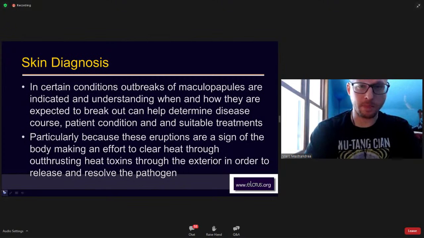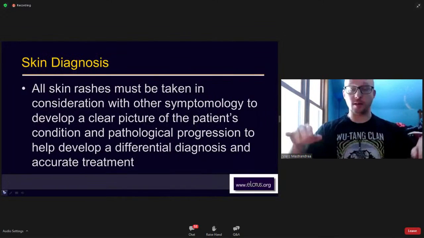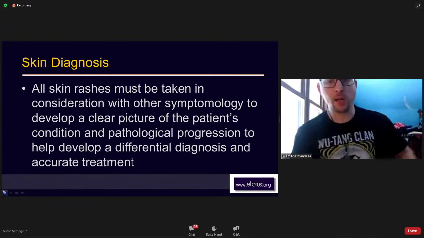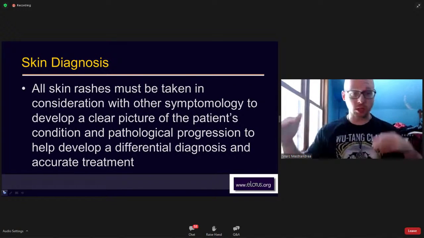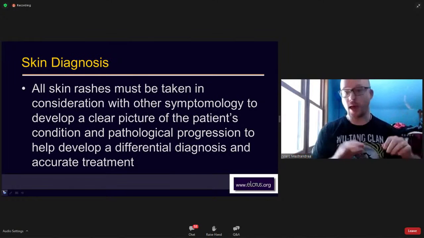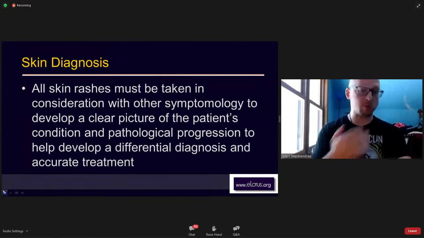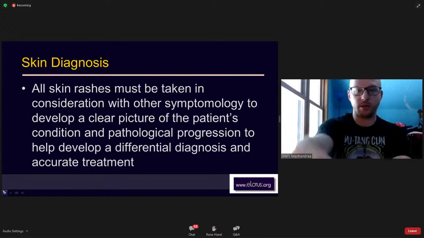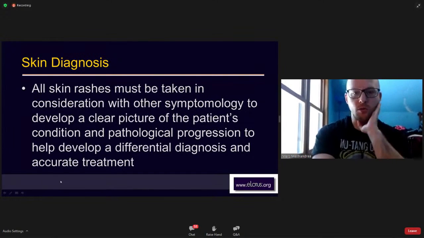Here we go. So rashes must be taken into consideration, right? This is like with anything else, Wen Bing pathogen, because things change very rapidly. So you have to look at all these different things that are playing a part. You can't take one thing as a definitive diagnosis. You have to take all these things together, as with any good differential diagnosis generally. So we take these things into consideration.